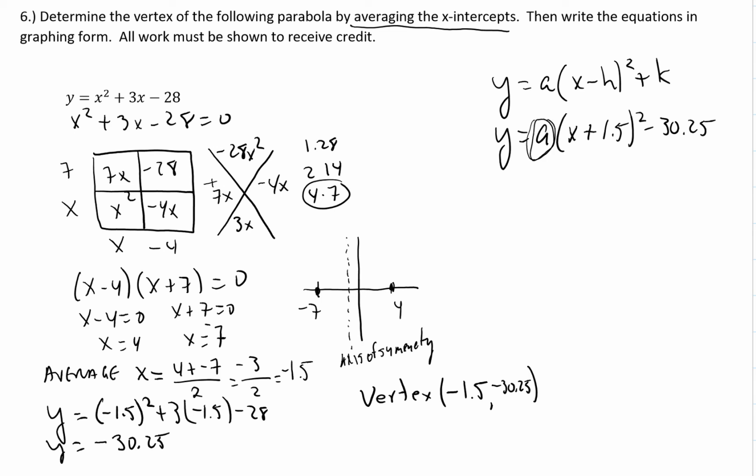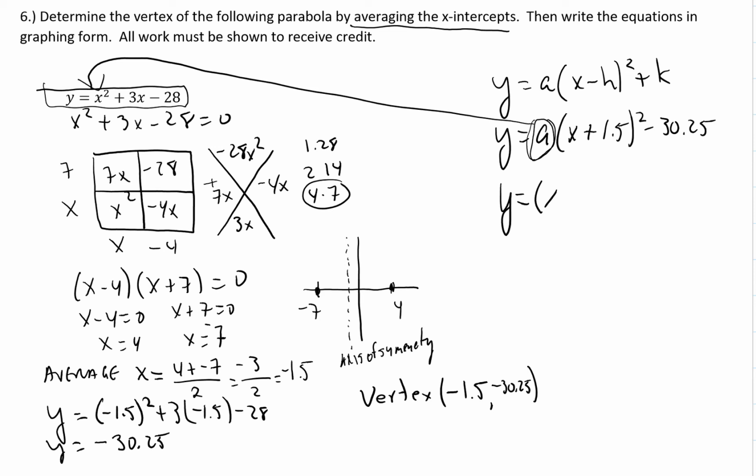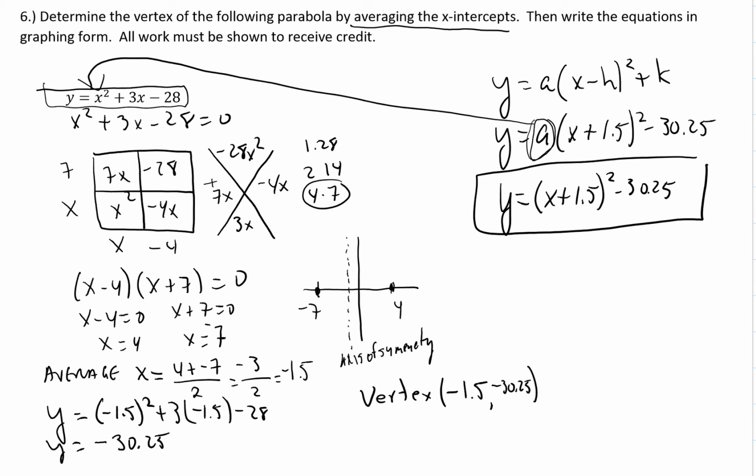Now, we have ways of getting the a value, but we already have the equation we're working with. What is the a value of the equation we're working with? Because that's not going to change, right? So it's 1. So this equation is going to be x plus 1.5 squared minus 30.25. And there is my equation in graphing form averaging the x-intercepts.